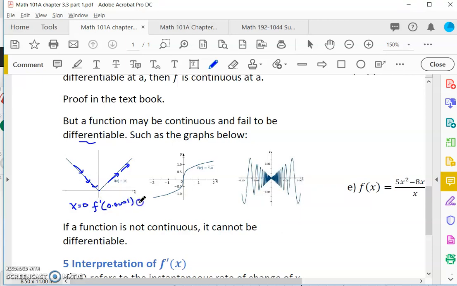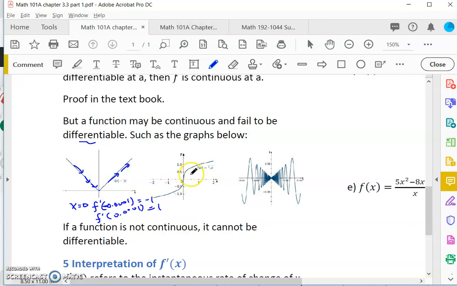f prime of -0.0001 is -1, but f prime just a little bit over would be positive. So can you draw the tangent line? The two slopes are not the same. So at this point, there's no derivative function. It is not differentiable. It is continuous, but it's not differentiable.